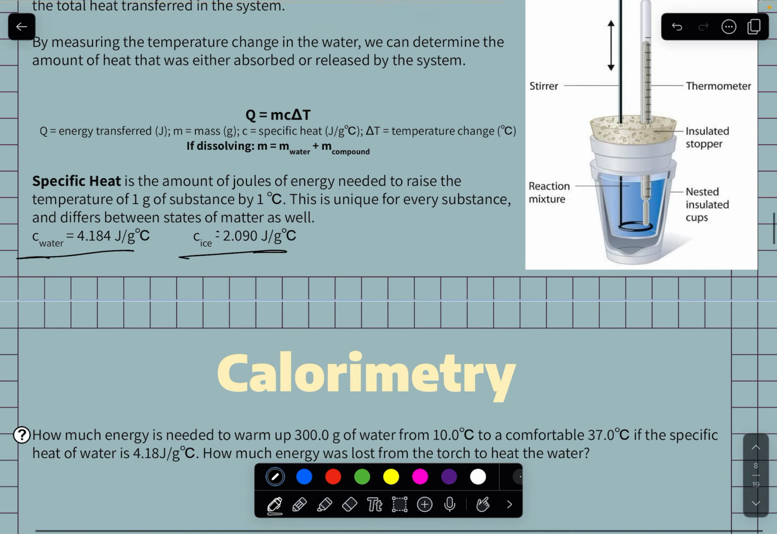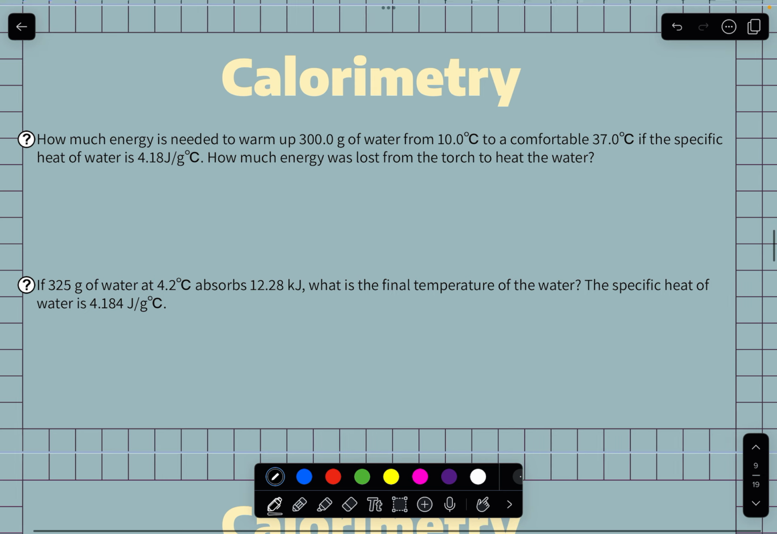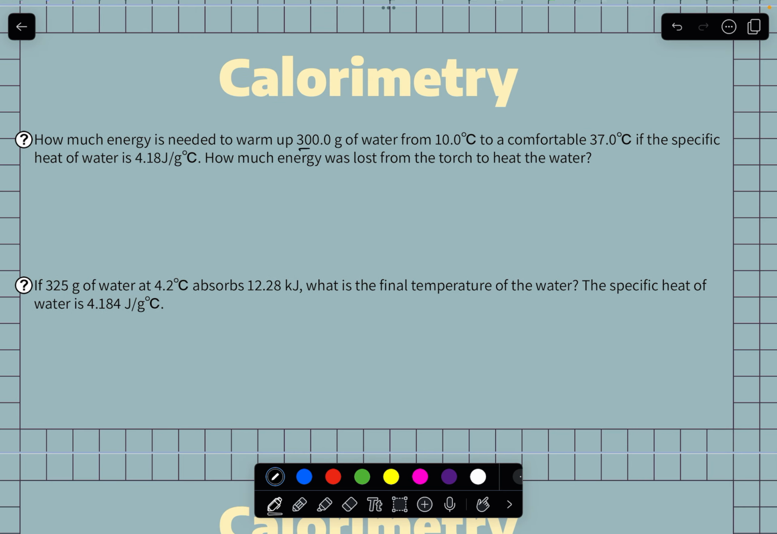Okay, so let's do some practice with it. How much energy is needed to warm up 300 grams of water from 10 degrees Celsius to 37 degrees Celsius if the specific heat is 4.18? Okay, so we have our pieces, we're looking for energy. So we're looking for Q. So Q equals, we have the mass of 300. We have the specific heat of 4.18. And then we have our temperature change, 37 minus 10. Right, the final minus the initial.